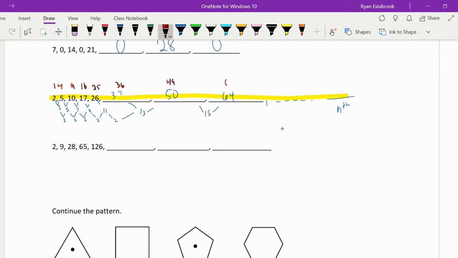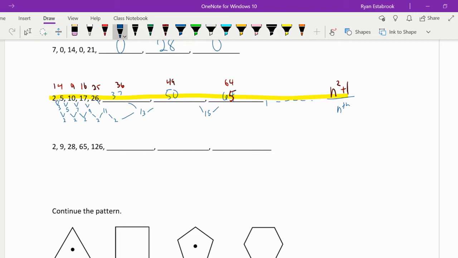In fact, let's put 64, that should be 65. Oops, got that one. All these numbers are 1 more than a perfect square. So our first term is 1 squared plus 1. Our second term is 2 squared plus 1. So this would be n squared plus 1. Kind of an interesting pattern.